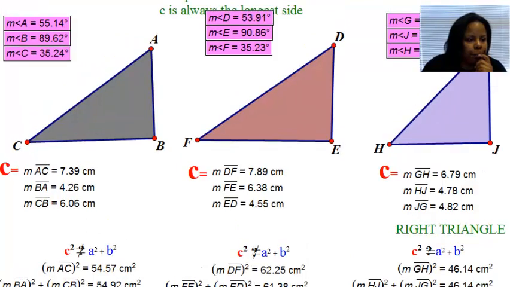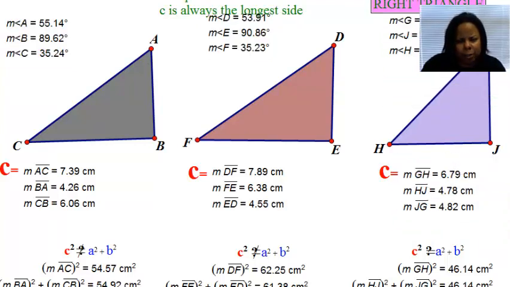for these three triangles. So here we can see triangle ABC, we don't have a right angle. Triangle DEF, we don't have a right angle. We have something that's close to a right angle. And triangle GHJ, we do have a right angle, so that's why we know that this is a right triangle. But what kind of triangle is ABC based off the angles?